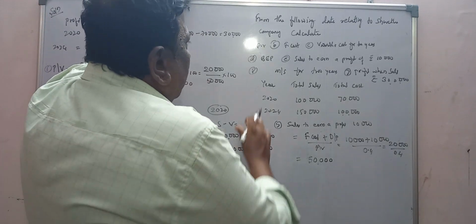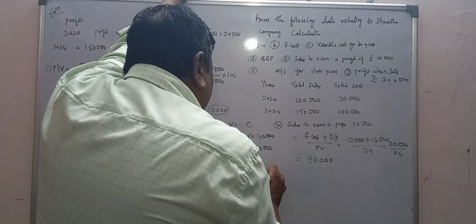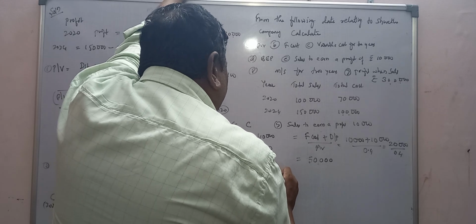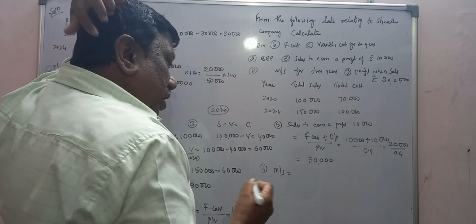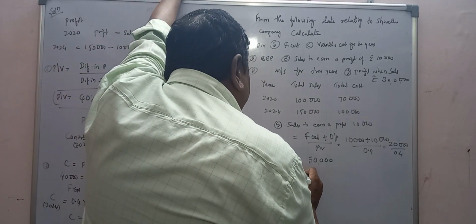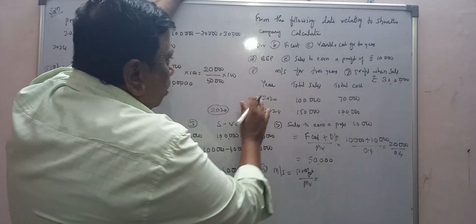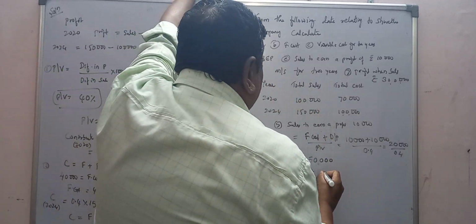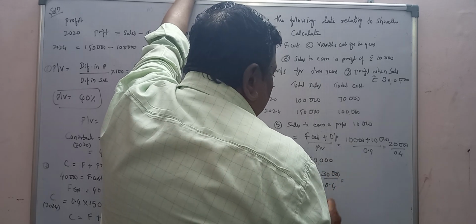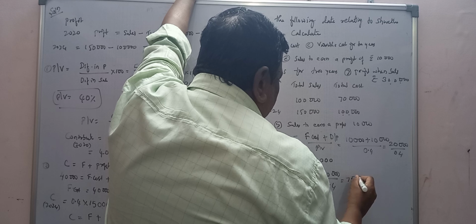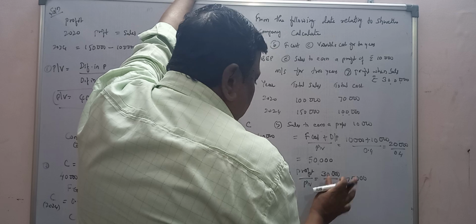Next, sixth one, margin of safety. We know profit, right? Margin of safety for both they are telling. So whatever you want, you can calculate. Profit divided by PV. We know that profit, what? For 2020, that is 30,000 profit. 30,000 divided by PV means 0.4 or 40%. So 75,000. That is 2020. That's correct.